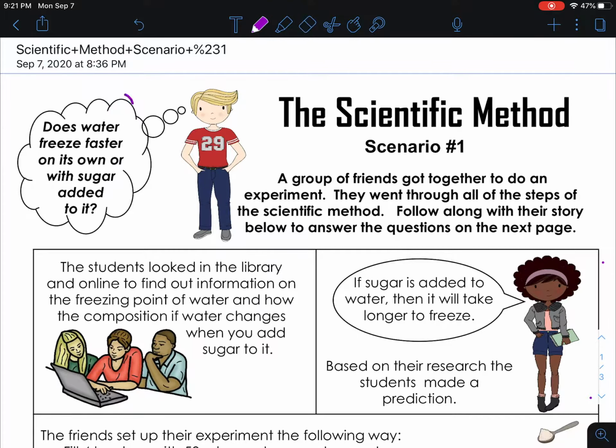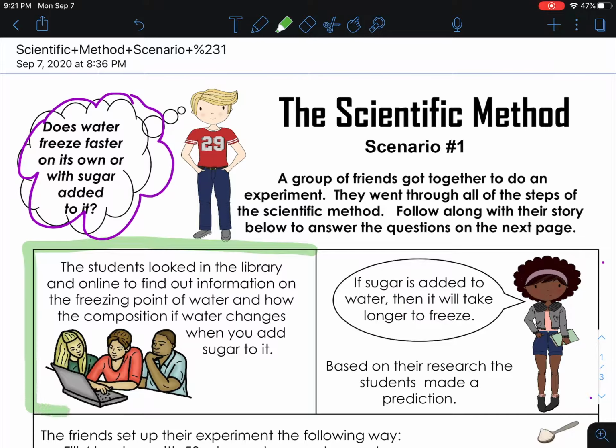All right, so we had this group of friends and they came up with this question. Does water freeze faster on its own or with sugar added to it? So is it a testable question? Absolutely is. So they thought, what should we do?